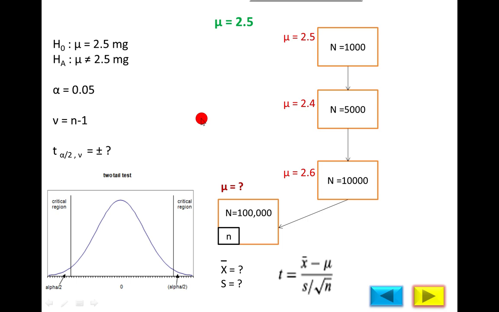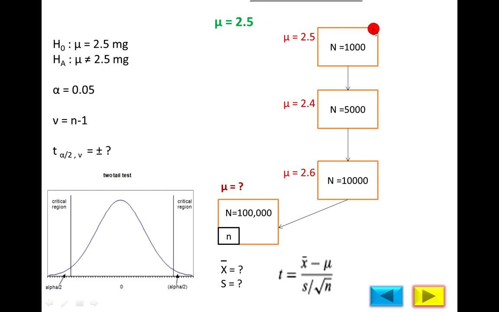So this is a practical example. Suppose this is a pharmaceutical company, and this company produces a tablet. The weight of the tablet is 2.5 milligram. This is the given weight, the standard weight. We will produce the tablet, and then we will check whether the weight of the total population is the same as this standard weight or not, with the help of testing of hypothesis.